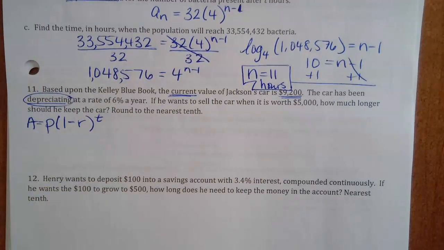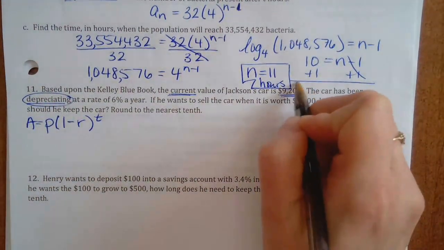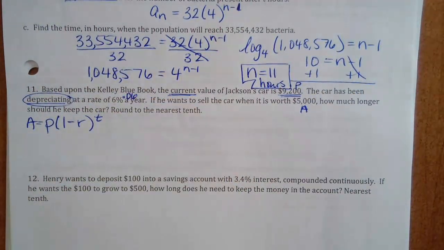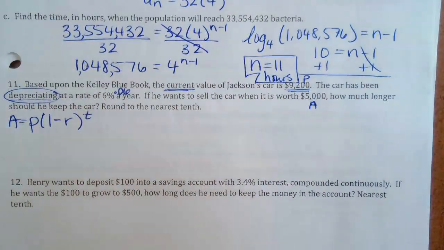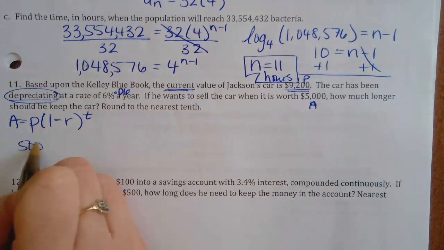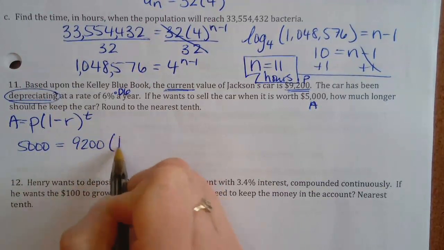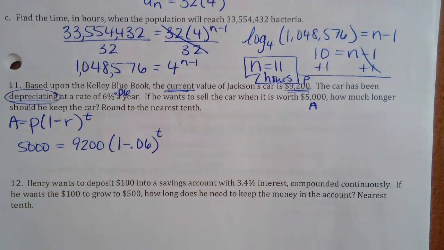And I want to know when the car will get down to 5,000. So this is my after amount, this is my current amount, and 0.06 is going to be my r. I don't know t, because that's what we're trying to find, how much longer. All right, so 5,000 equals 9,200 times 1 minus 0.06, and we're going to keep that t up there.